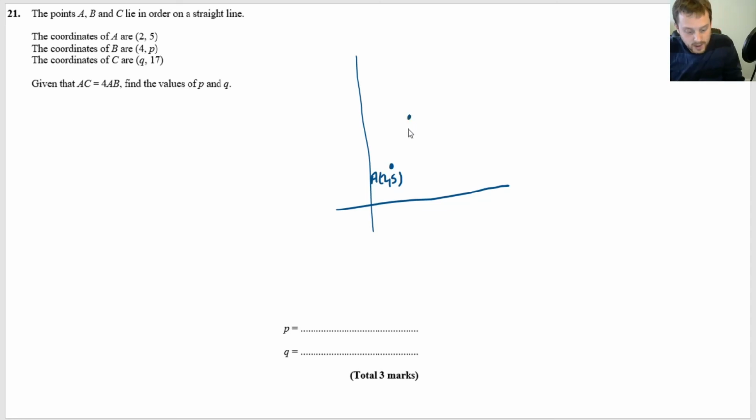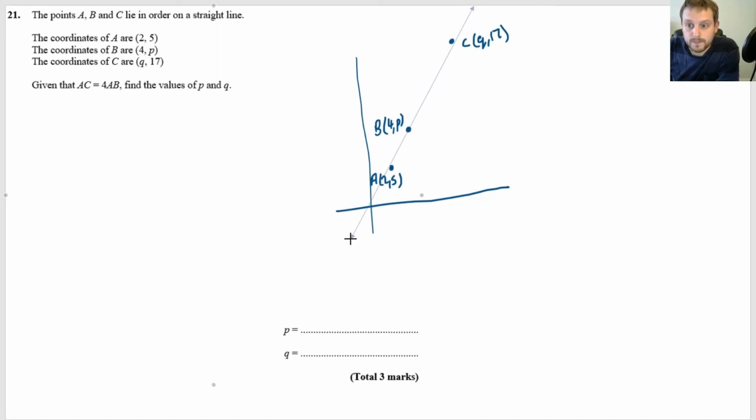So let me put B there. In fact, just so that it's going to look a bit more accurate, let me put it there. So B is (4, P). And then C, going to be somewhere over here. C is (Q, 17). And so the first thing to say is I know that they lie on a straight line because it tells me so in the question. So something like that anyway.